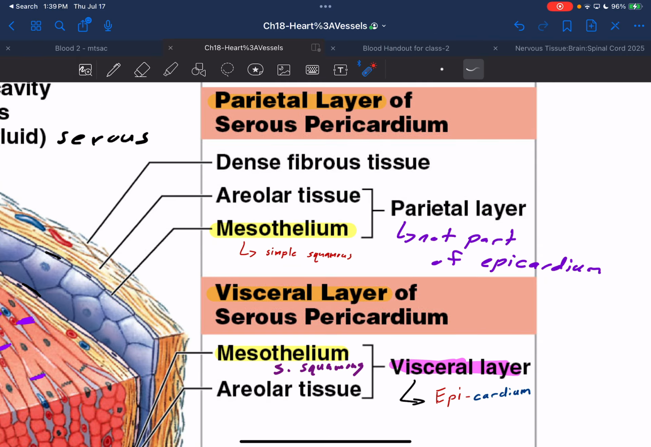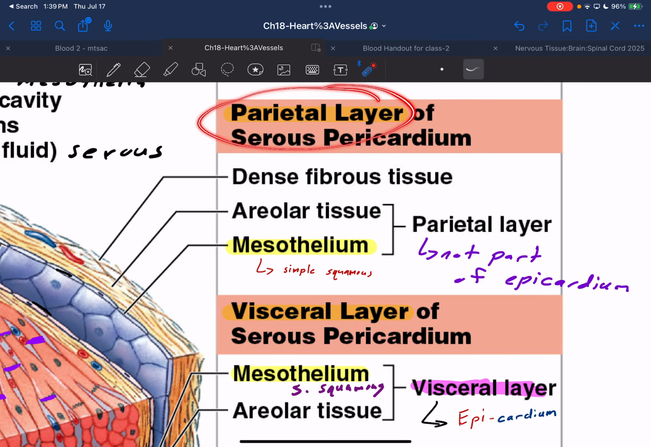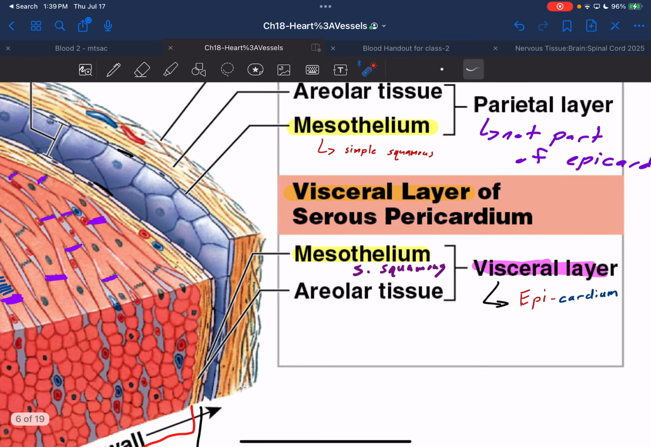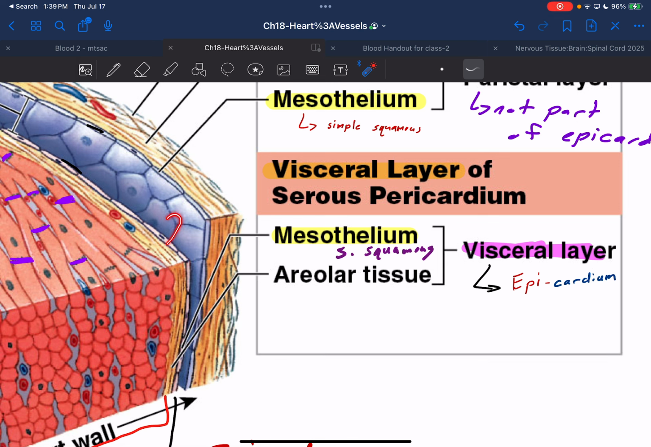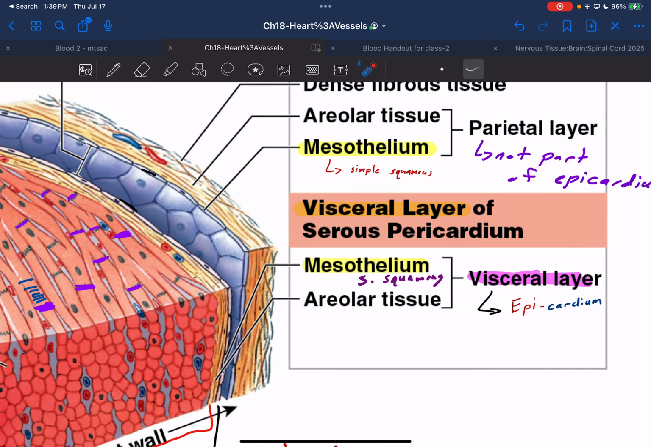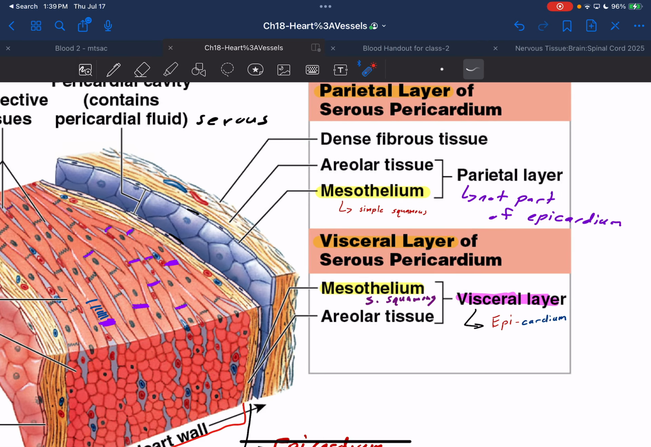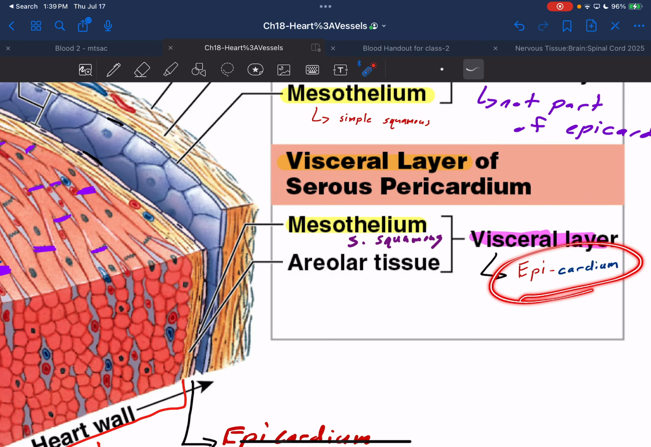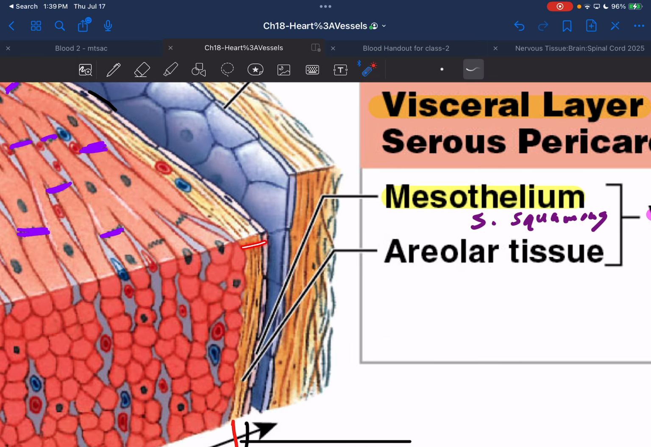Now we have to clearly define the words parietal layer and visceral layer. Visceral layer is pretty easy. It's the mesothelia and the connective tissue layer below. That's what we mean when we say the visceral layer. The only thing I gotta add that makes it a little complicated is that when you look at the word epicardium, the visceral layer is the epicardium, and that's it.